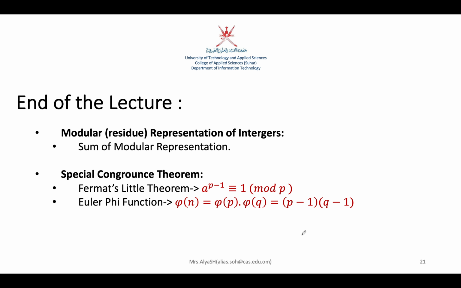And here we reach the end of this session. We introduced the modular residue representation of integers, and we saw how we can have the sum of modular representation. And then we discussed special congruence theorems, Fermat's little theorem, and Euler's theorem.